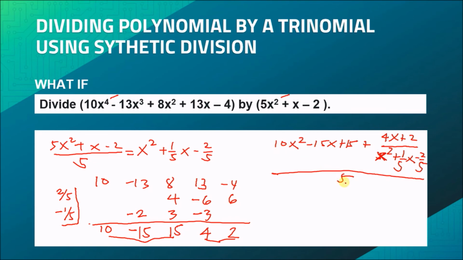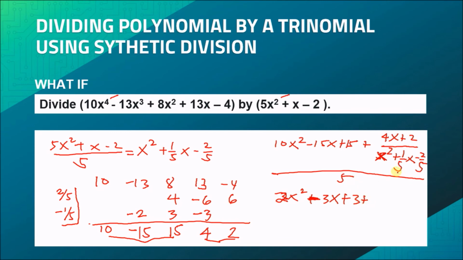10x squared divided by 5 is 2x squared. Negative 15x divided by 5 is negative 3x. Sorry, 2x squared minus 3x. 15 divided by 5 is positive 3. What about the case of this one? If we look, it is a fraction. When you divide that by 5, dividing by 5 is just the same as multiplying by 1/5.